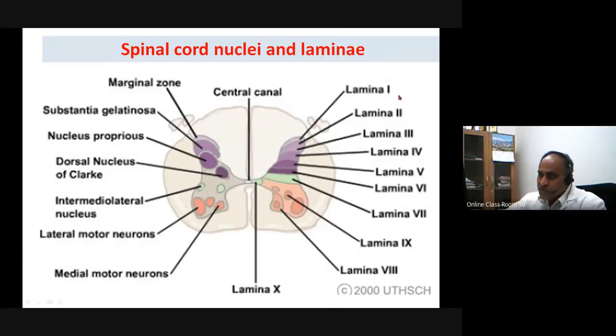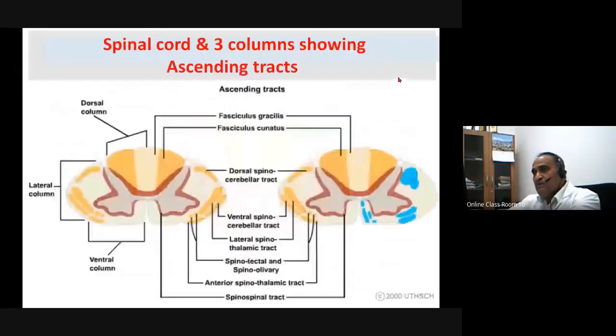I'm not going into the detail because each one has distinct features, distinct characters, and a distinct set of neurons. It will be beyond your scope. Now we move on to the ascending tracts.